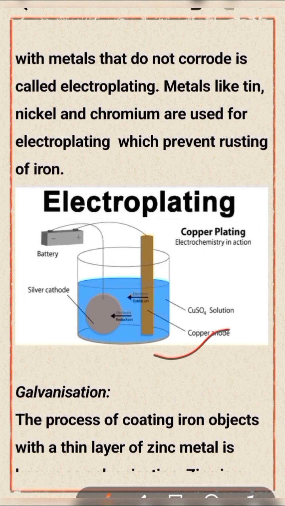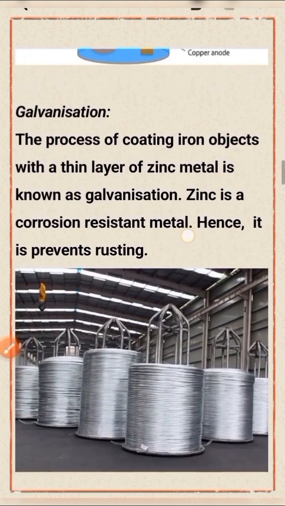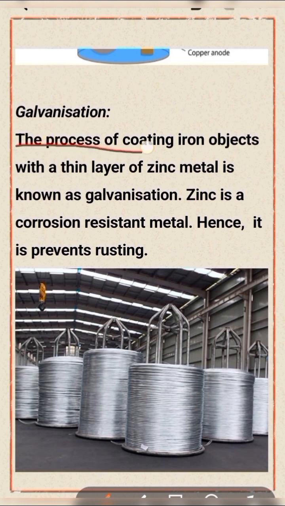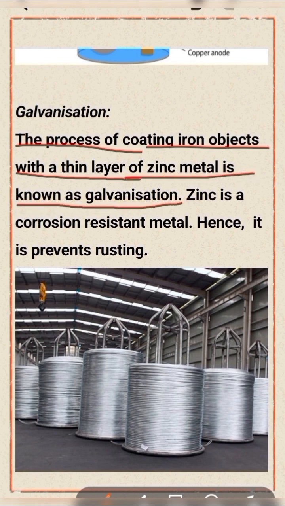Next part, galvanization. Galvanization is the process of coating iron objects with a thin layer of zinc metal. Zinc is a corrosion-resistant metal, hence it prevents rusting. Show the picture supporting galvanization.